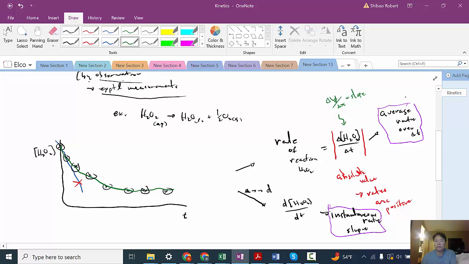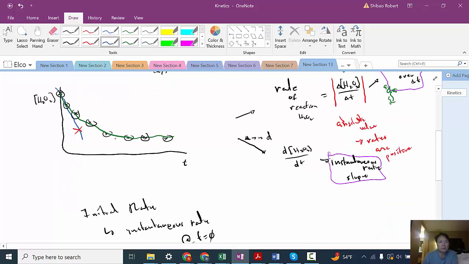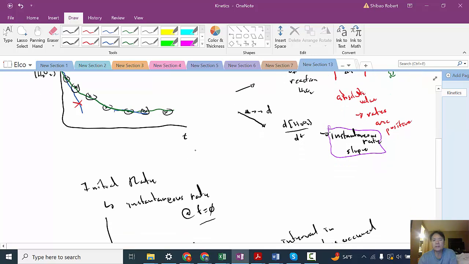The average rate over delta T is just the average slope. The average slope over the time interval delta T, because what's happening here is the slope is continually changing. It starts off at a very steep slope here, but then the slope gradually decreases here. And so by the time we get down here, the slope is quite a lot less steep. And so what that says is that the rate of reaction is changing over time, and it's non-linear. And so that's our observation there.